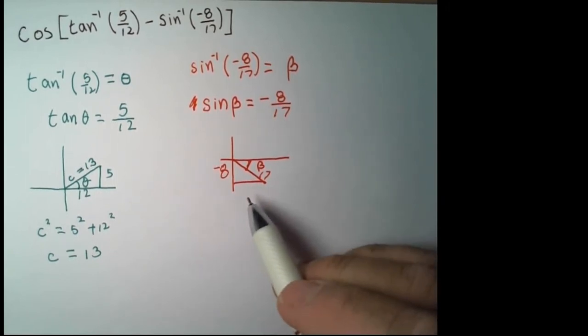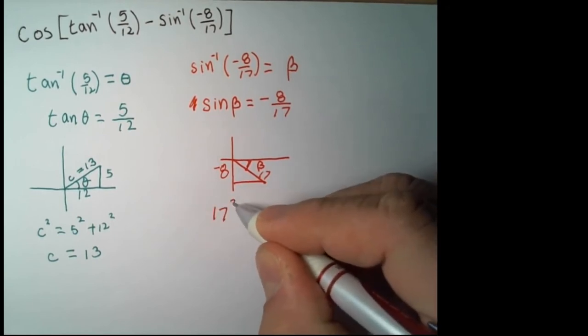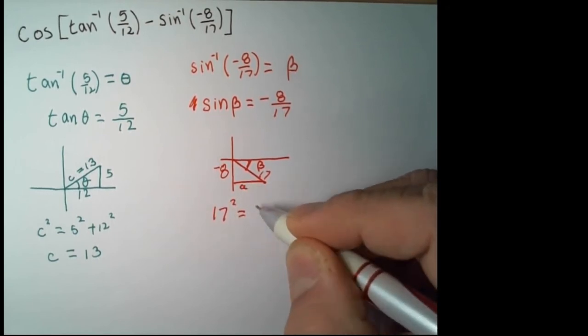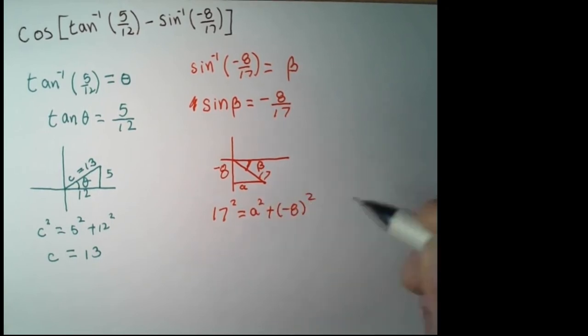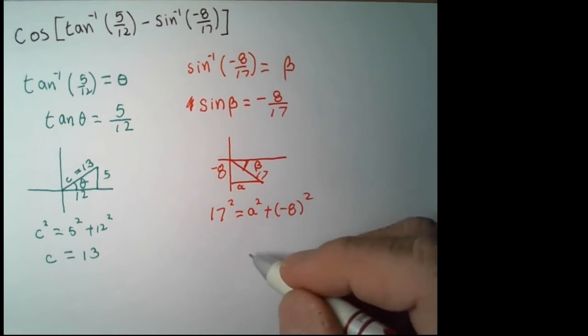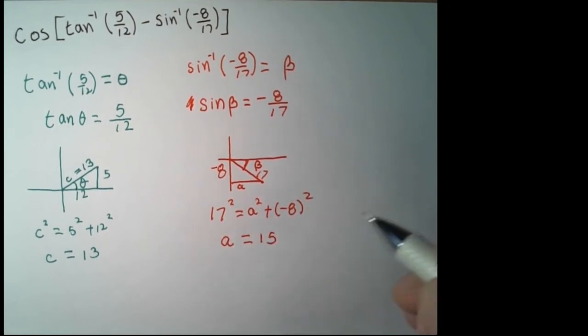To find this other side, again we'll use the Pythagorean identity, where we have 17 squared equals a squared plus negative 8 squared. Simplifying all this, we get a is equal to 15.